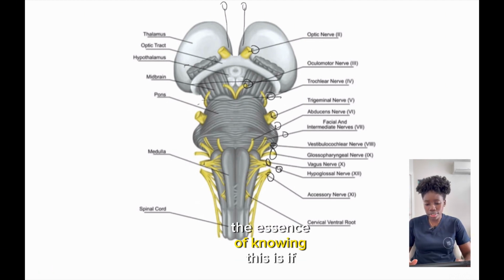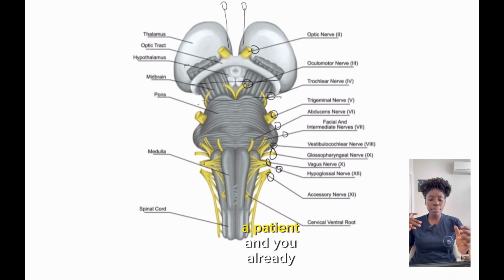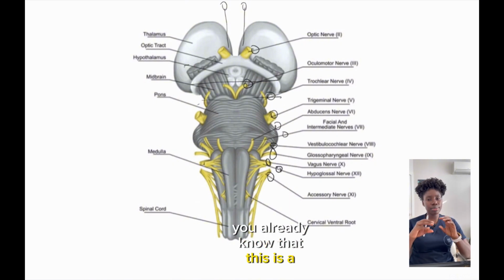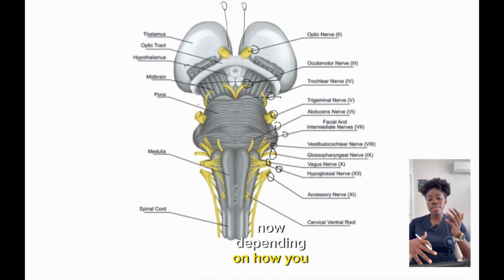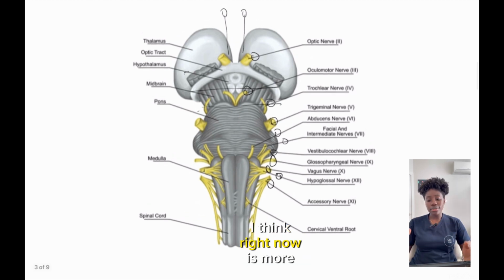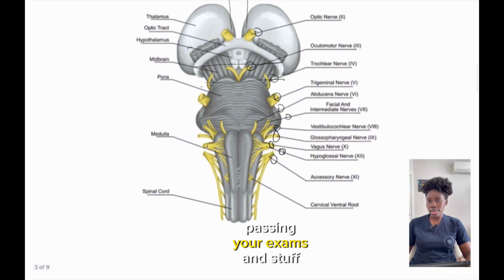The essence of knowing this is if you find a patient who already has signs of a stroke, right? And they have cranial nerve deficits, you already know that this is a brainstem stroke. Depending on how you work with these rules, you can now determine which part of the brainstem is affected. In clinical practice, you would still have to do a CT scan, right? But this just helps you to kind of know. And honestly, right now it's more important for passing your exams.